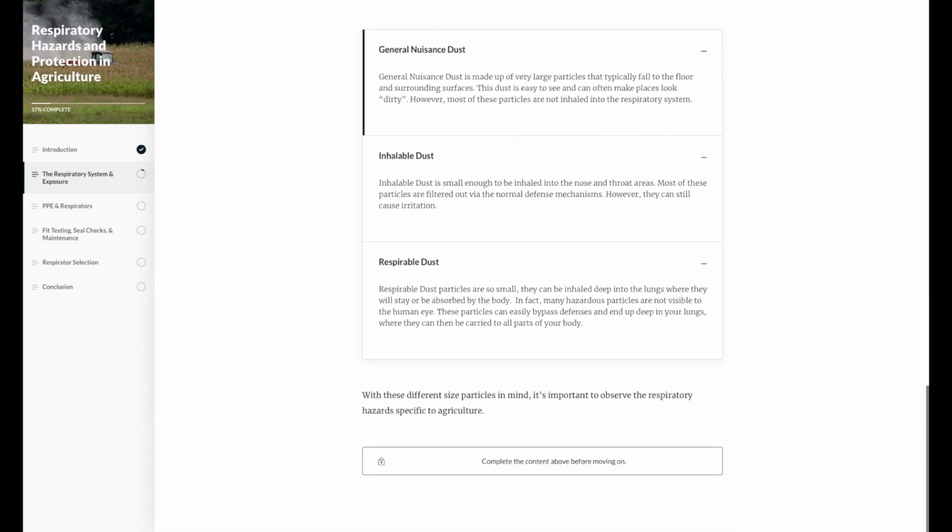Respirable dust particles are so small they can be inhaled deep into the lungs where they will stay or be absorbed by the body. In fact, many hazardous particles are not visible to the human eye. These particles can easily bypass defenses and end up deep in your lungs, where they can then be carried to all parts of your body. With these different sized particles in mind, it's important to observe the respiratory hazards specific to agriculture.